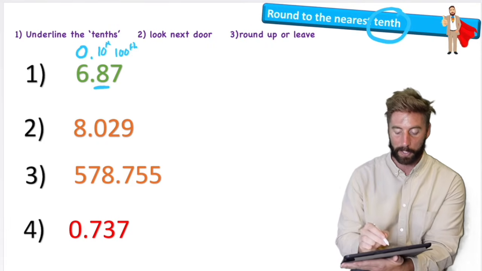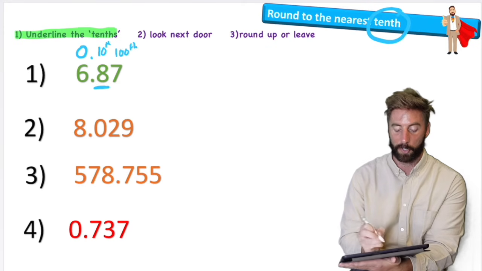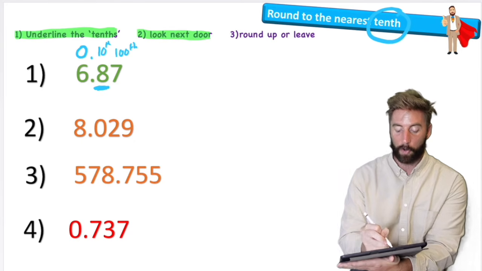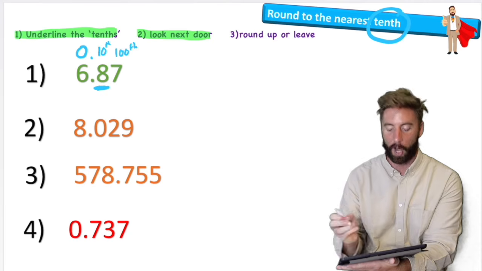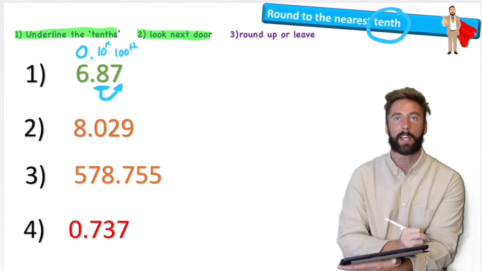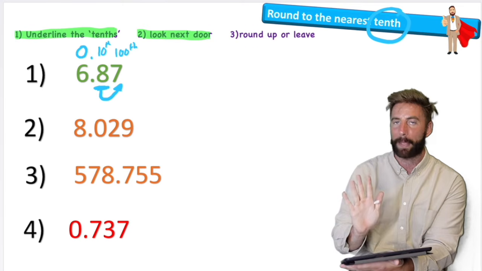But let's start with our steps. And the first step says to underline our tenths. Well, we just did that. So we've underlined our 8. Then we're going to look next door. And when I say next door, I mean to the right. So we're going to look next door and we're going to see this 7. And the 7 is what's going to decide whether we round this 8 up or keep it as an 8.